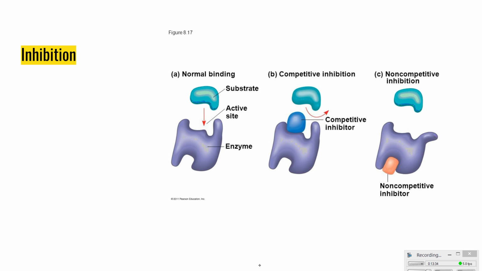In a non-competitive way, a non-competitive inhibitor or some other molecule might dock to a different part of the enzyme and change its shape. If the shape is slightly different, it might not be able to interact with the substrate. This again would slow it down.